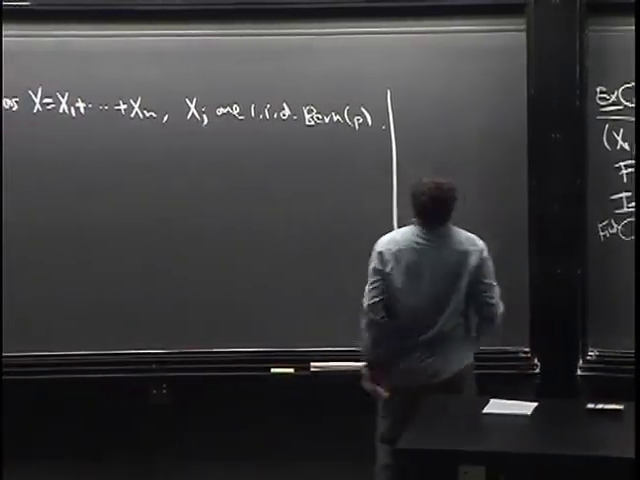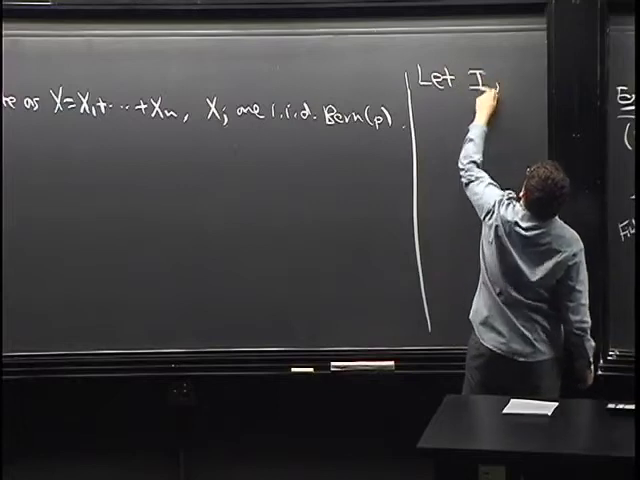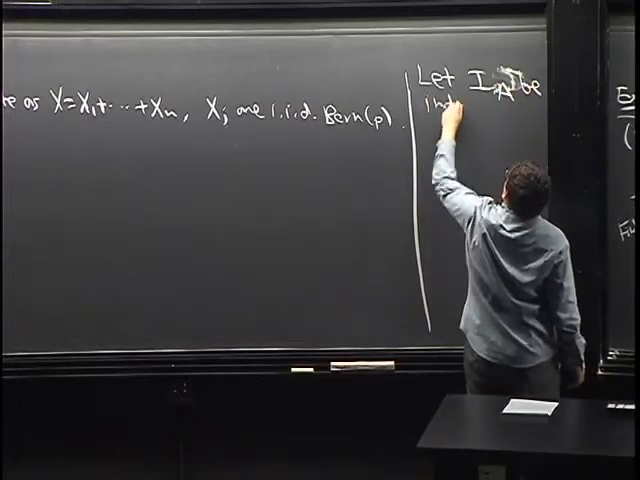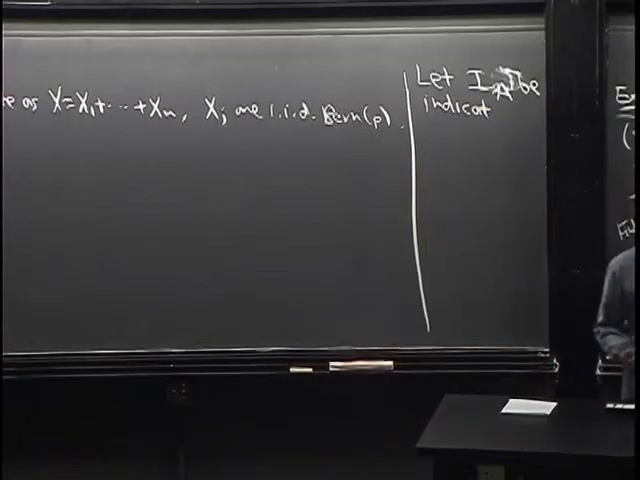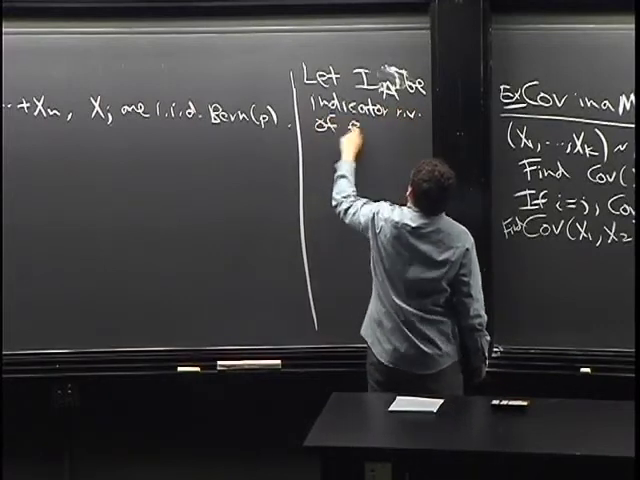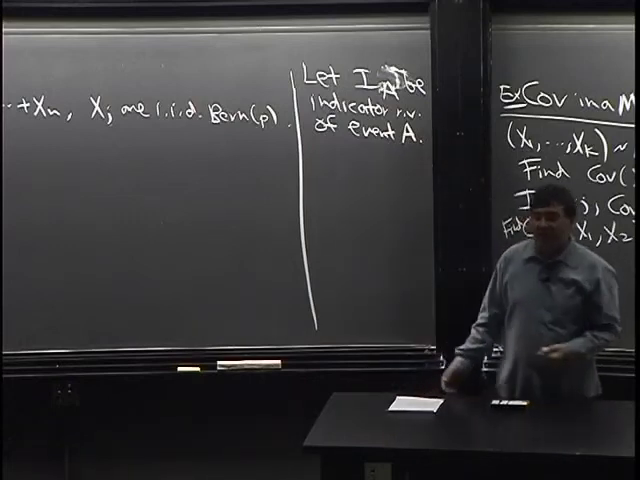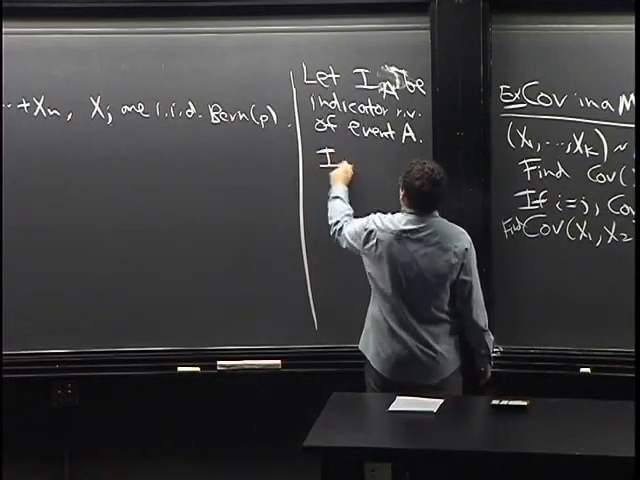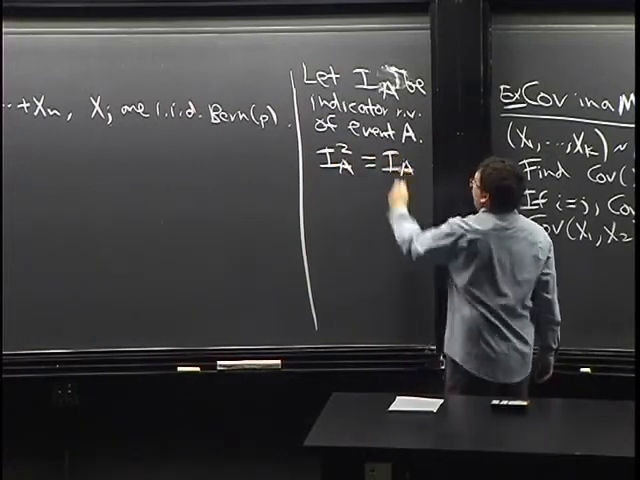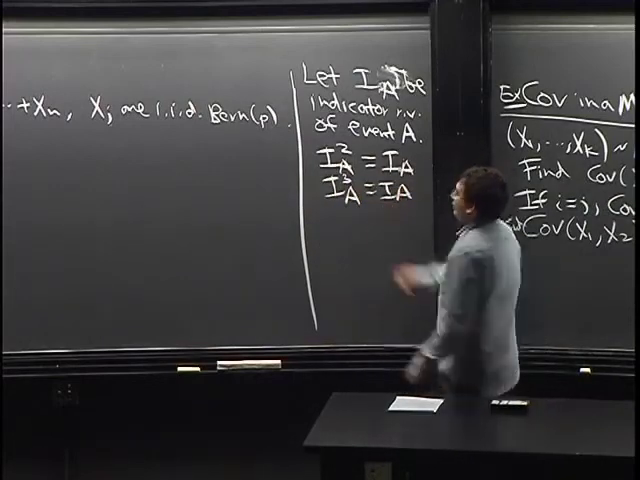Let's state this in general. Let I sub A be the indicator random variable for event A, where A is any event. A couple quick, simple facts about indicator random variables. What's I sub A squared? It's just I sub A, because you're squaring 0 or 1. Similarly, I sub A cubed equals I sub A, and you can generalize this to other powers if you want.